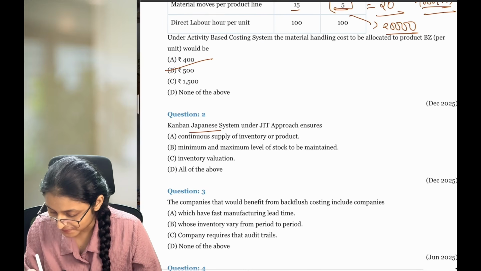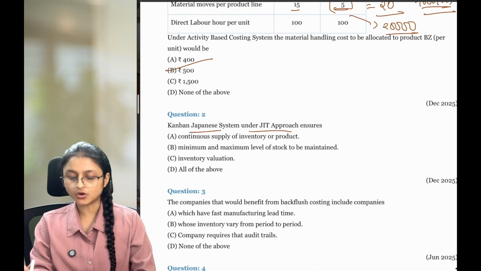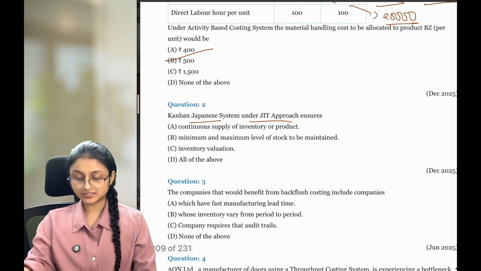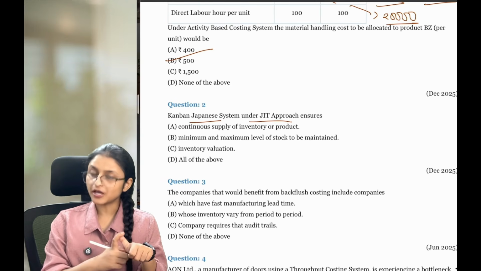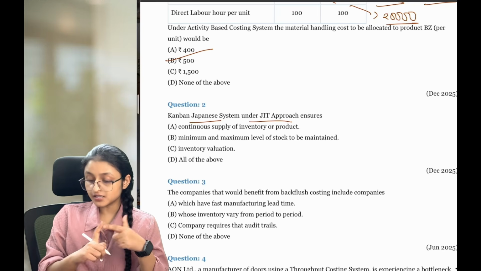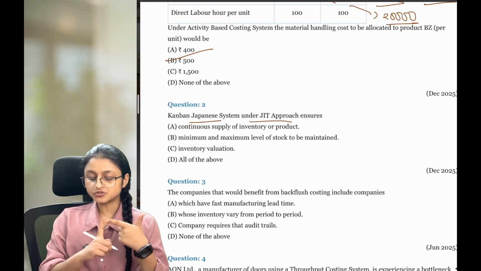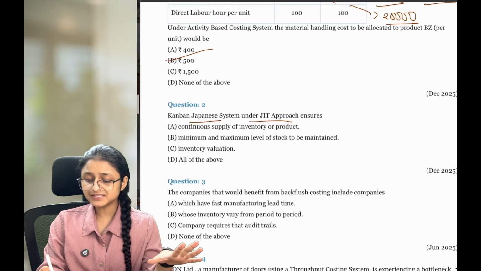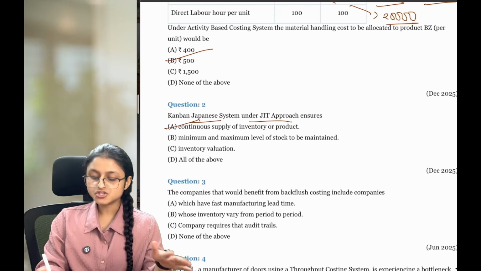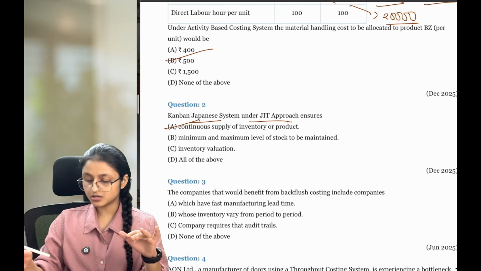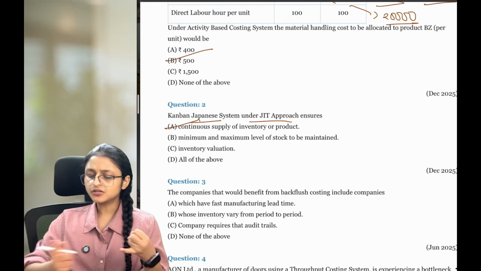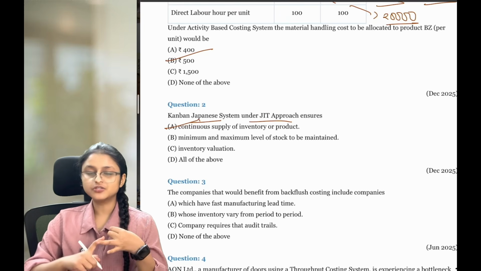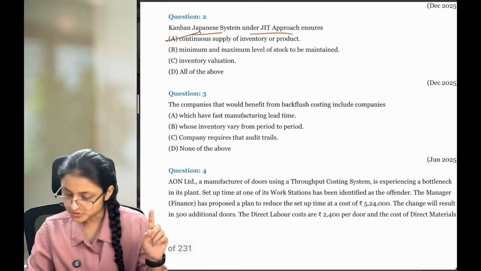Next is Kanban, the Japanese system under the just-in-time approach, ensures: with the help of Kanban system, what happens? Your continuous supply of inventory or product is maintained. Minimum and maximum level of stock is to be maintained. Inventory valuation is done. All of the above. So this Kanban system can only make sure that continuous supply of inventory or product is there, but it cannot calculate your minimum and maximum value or inventory valuation. Hence, the first option is the correct one here.